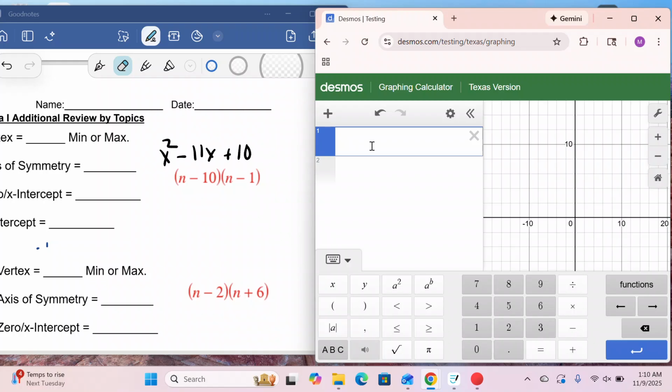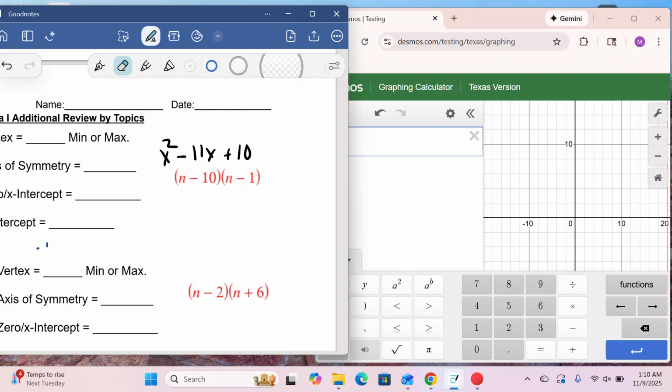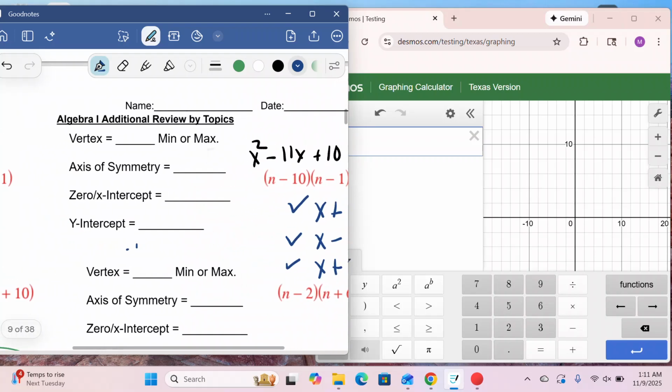So one of the items that I do want to cover is I'm going to give you a couple of more questions so we can finalize. After we find our key features, I'm going to give you x plus 1, x minus 1, and x plus 10. And I'm going to ask you, are those factors on our U-shape? But before we get on to that, I'm going to first discuss what the vertex is of this quadratic.